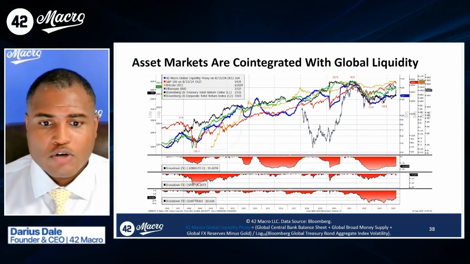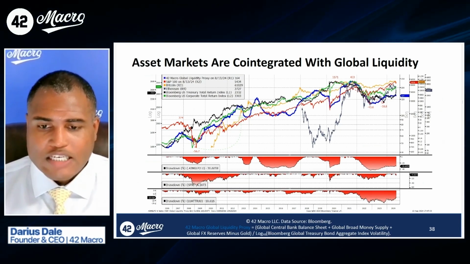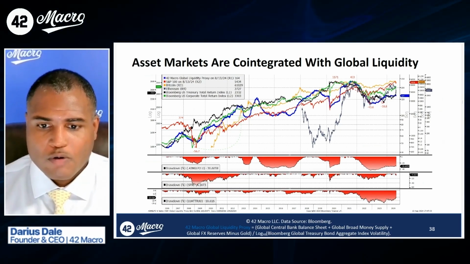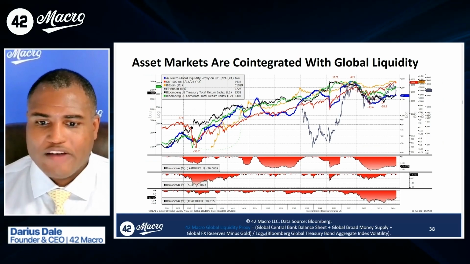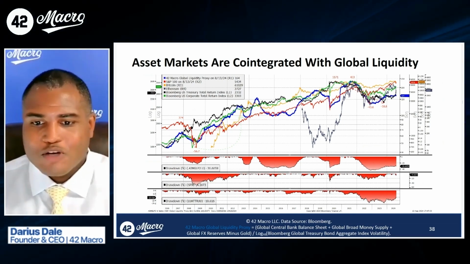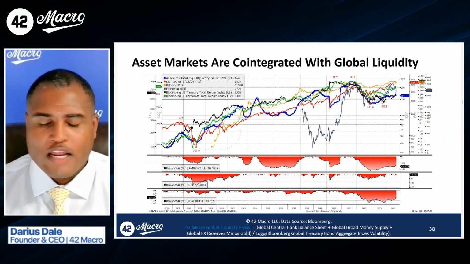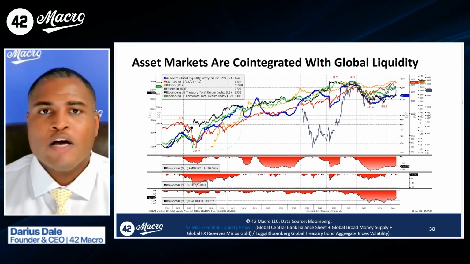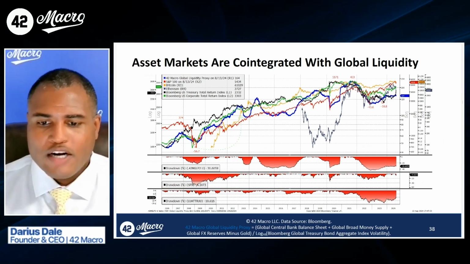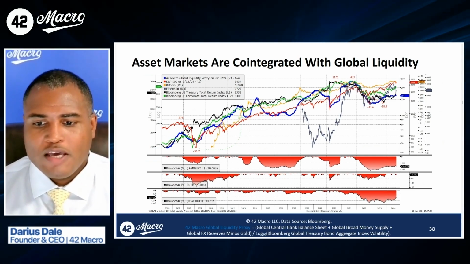So asset markets are co-integrated with global liquidity. That means that their time series are stationary when related to each other. So that's a very fancy way of saying that if liquidity is high, it's very likely that markets are going to be high. If liquidity is low, markets are going to be low.